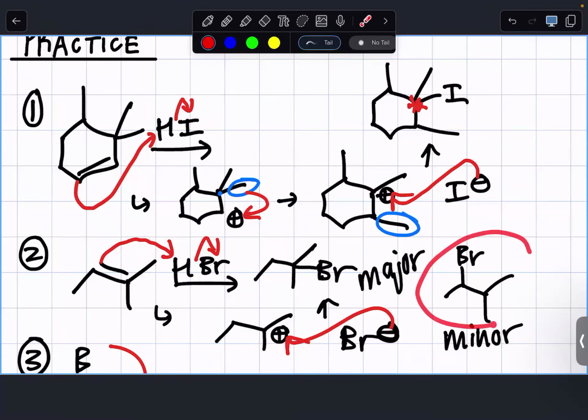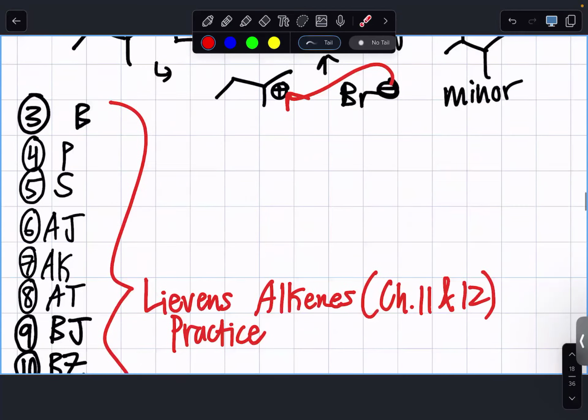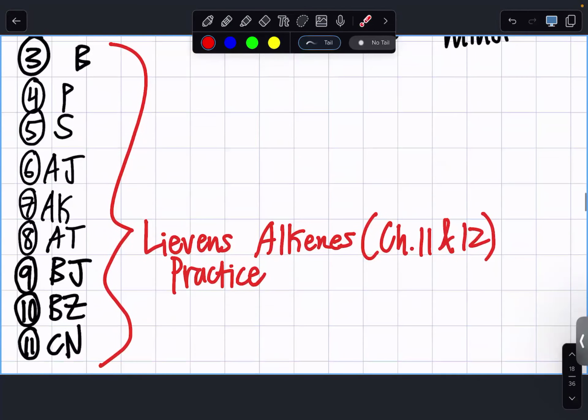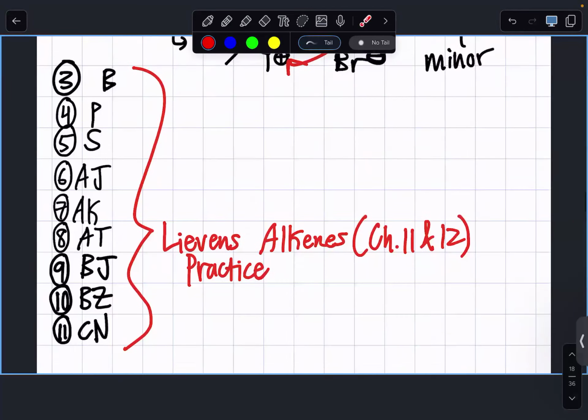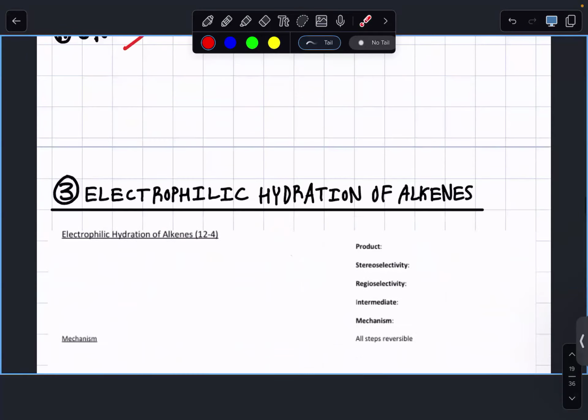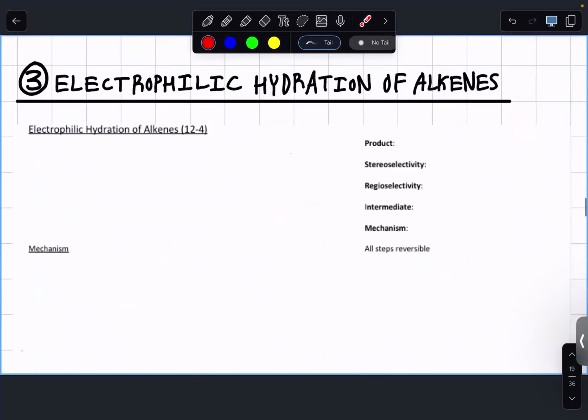And do you know the reason why this is minor? Yeah, the carbocation intermediate is less stable. This comes from a less stable carbocation intermediate. Okay. And then if you guys have the Leaven's chapter 11 and 12 practice, these are the problems that relate to this kind of reaction. Okay. Now let's move on to the next one.